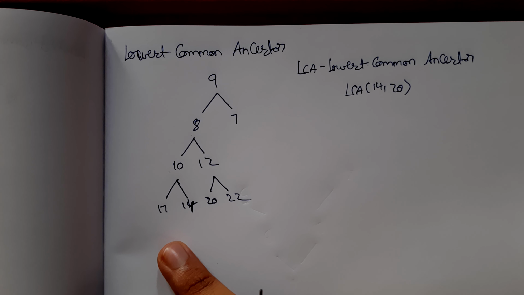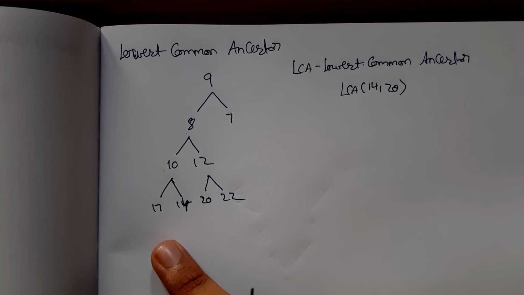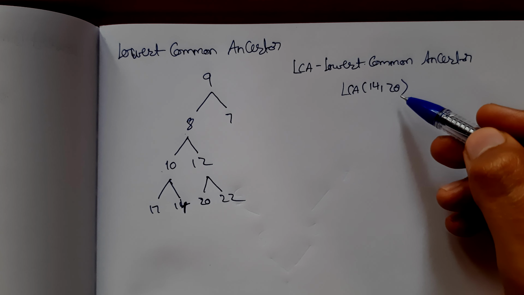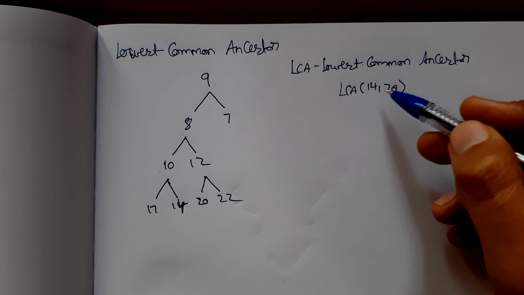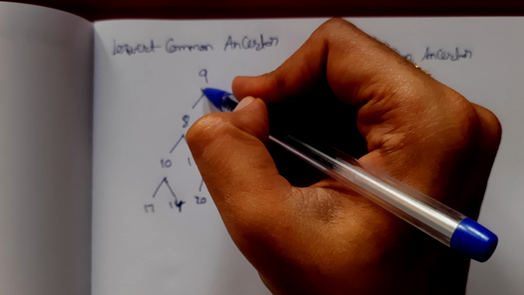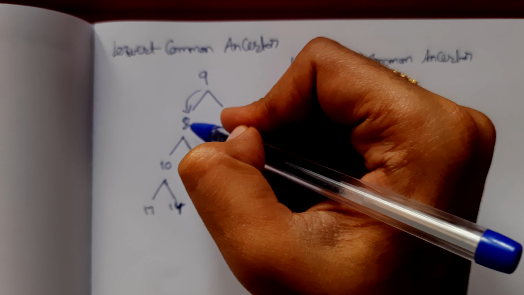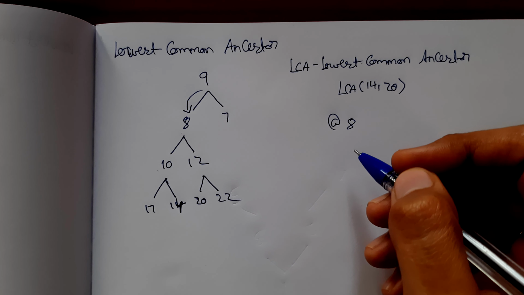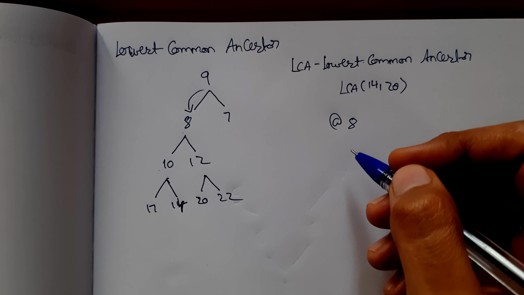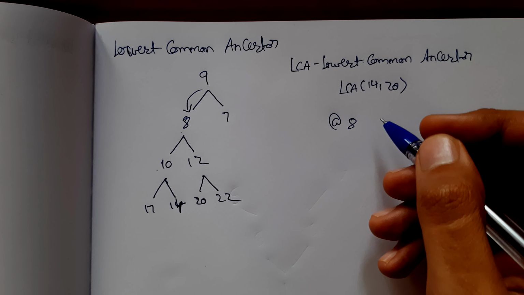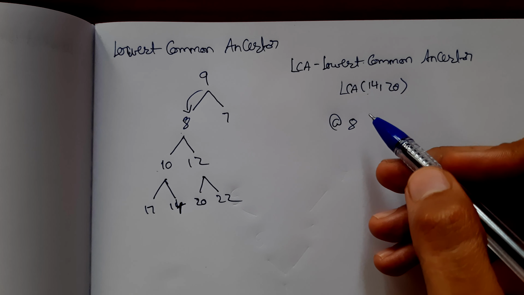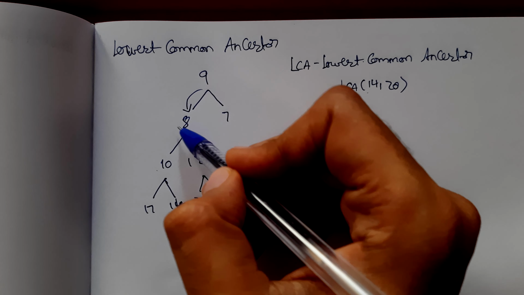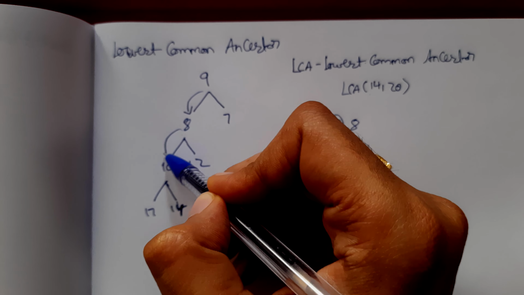The program as usual starts from the root node, and it checks if the node.data is equal to either 14 or 20. Since it's not equal to both these nodes, we go to the left subtree, which is node 8. At node 8, we keep checking the two if conditions. We check if node.data is equal to either n1 or n2. Since it's not equal to both the nodes, we go to the left subtree of node 8, which is node 10.